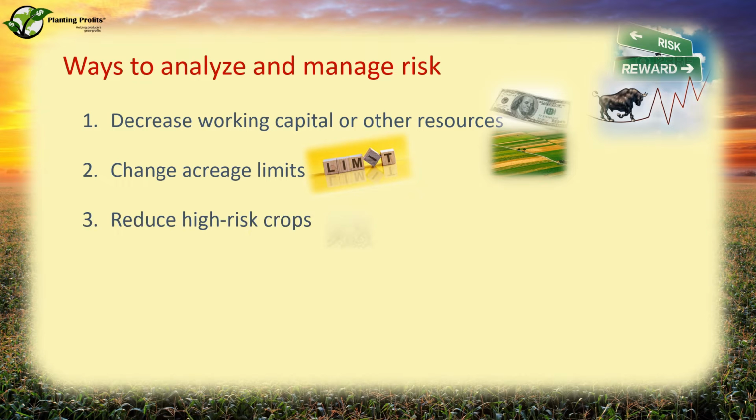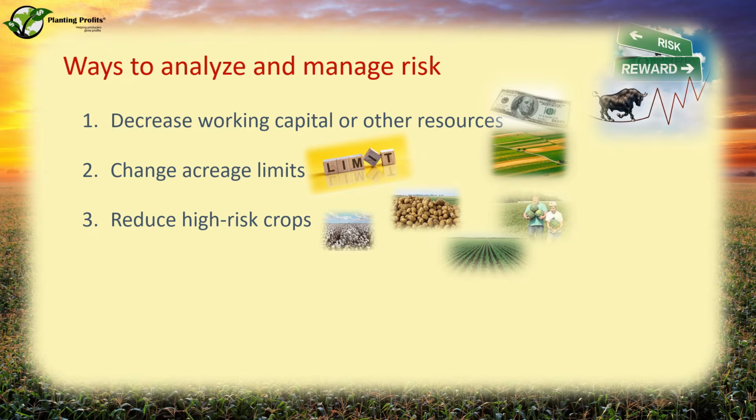Number 3, reduce high-risk crops which may have higher production costs and/or higher variability in estimated income due to uncertainty in prices, yields, or production costs. This is closely related to number 1 and number 2. Number 4, add or increase forward sales for 1 or more crops by increasing the percentage of estimated income forward sold. Exchanging market risk for production risk may require buying up on crop insurance.